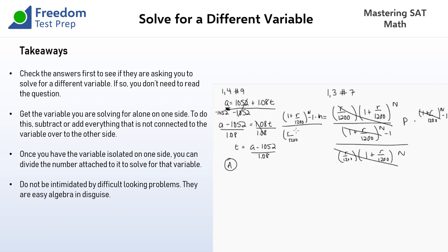And I want to show you something when we're done. 1 plus r over 1200 n. Okay, so I know it's very crazy looking, but we have the p over here alone. So we end up with p and then all of this coming down. I'm not going to waste your time by rewriting it.